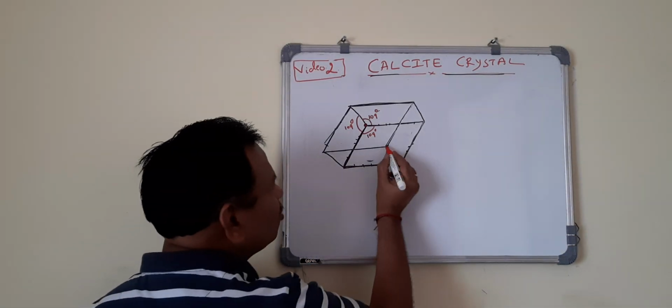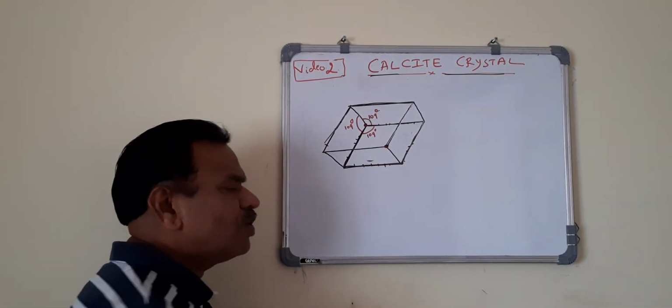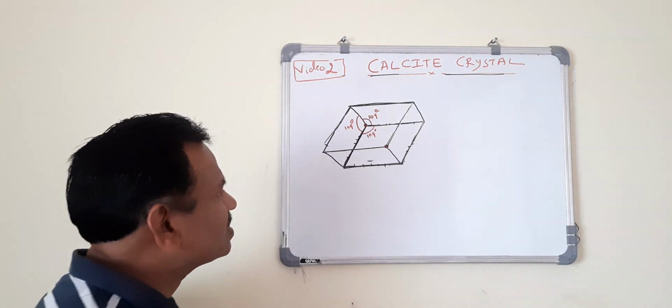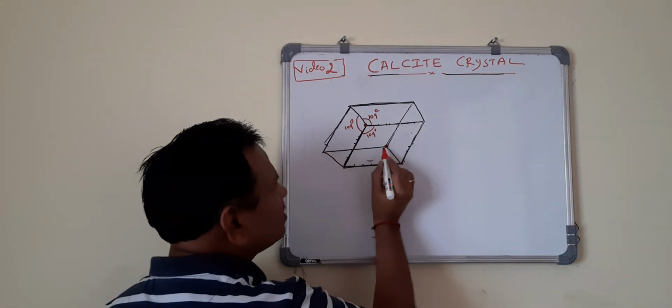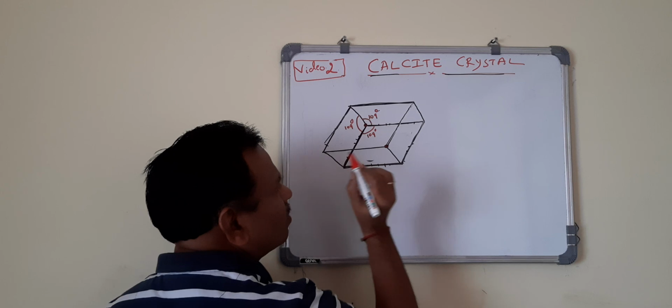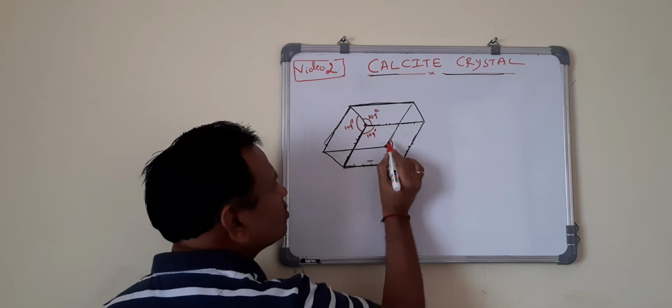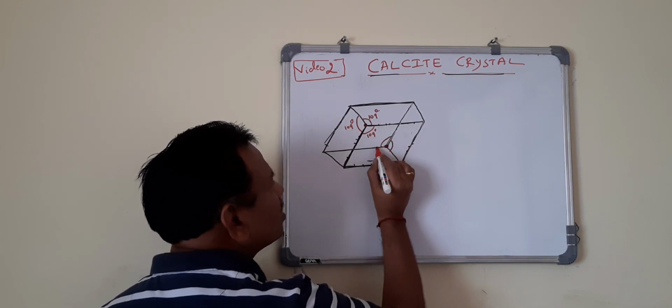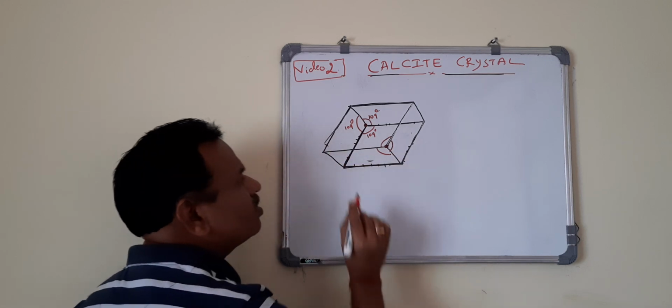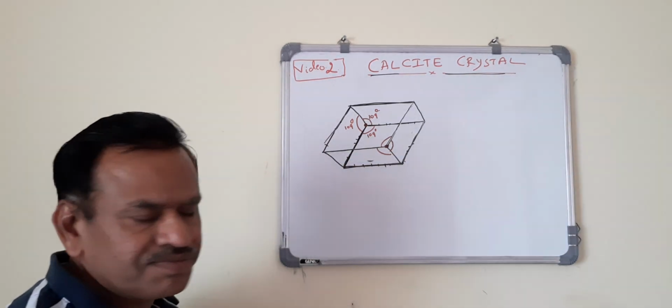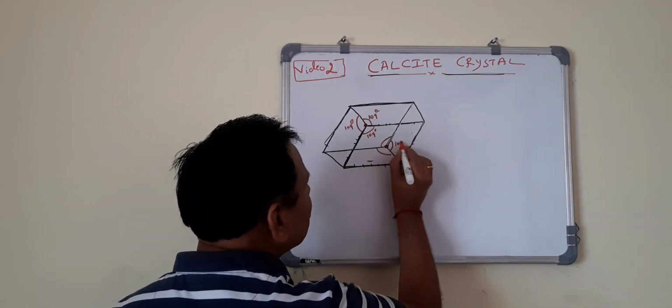Similarly, look into this here. All are equiangles. Here also 3 axes are meeting: 1, 2 and what? 3. This is also 109, 109 and this is also what? 109 degree. This is 109 degree.